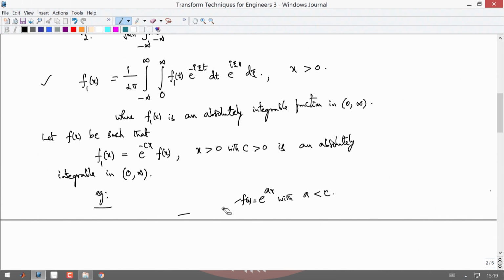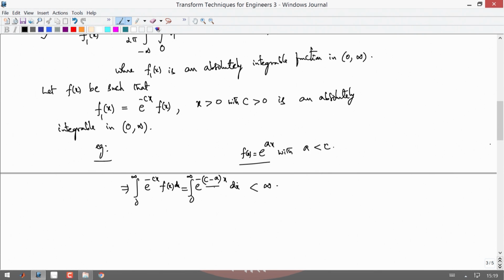So, you can easily see that e power minus c x times f of x is equal to e power minus c minus a times x, so that it is integrable. So, the integral from 0 to infinity dx is actually finite. You can easily integrate because this is e power of a negative quantity, minus some positive quantity, times x. So, that is what you see, which means it is an absolutely integrable function.